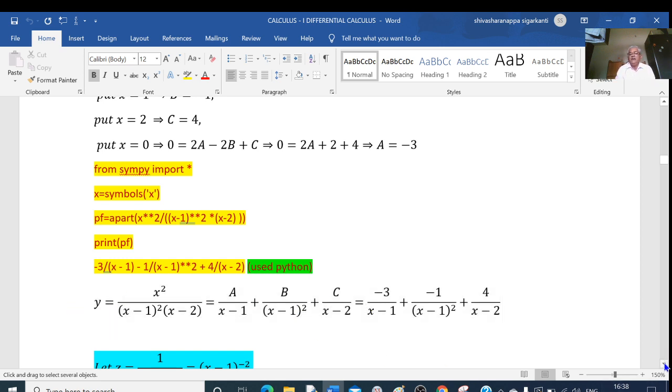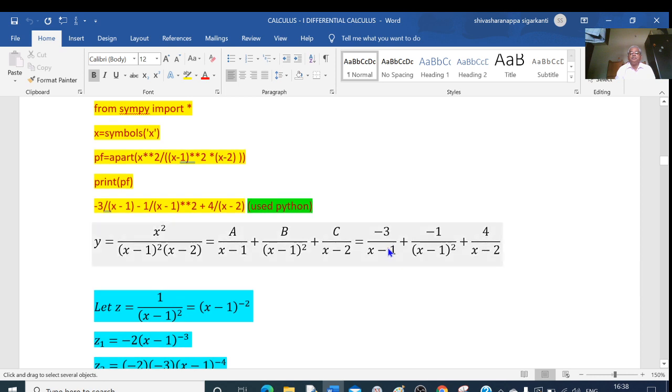Here we know the differentiation of 1 by ax plus b. So therefore directly we can add the derivative of the first term, the nth derivative of the first term. Similarly, this is also in the form of 1 by ax plus b. I can write directly the nth derivative of this term. The only problem is here: 1 by x minus 1 square is there. We have to find the nth derivative. For that first I will find out the nth derivative of 1 by x minus 1 whole square.